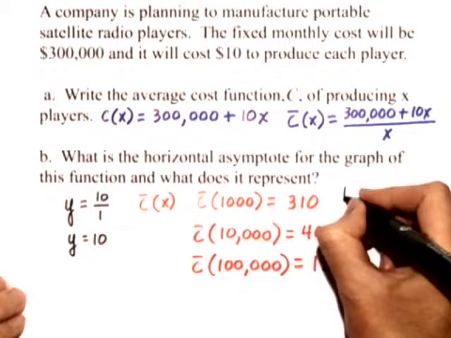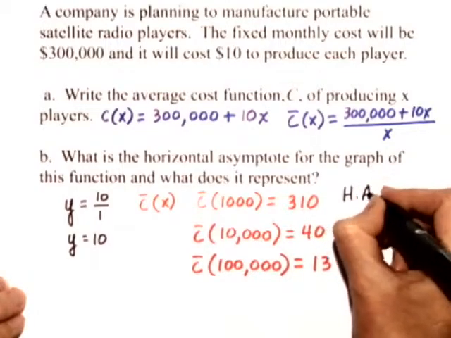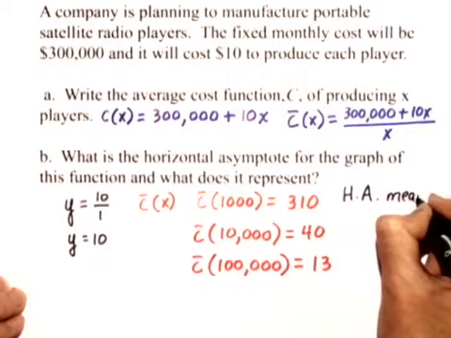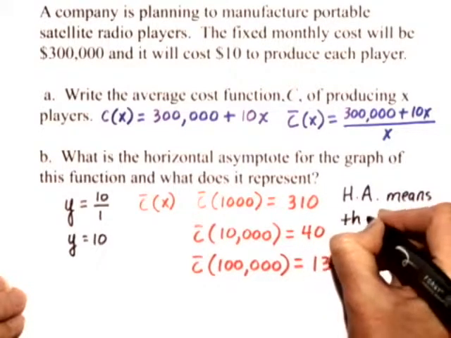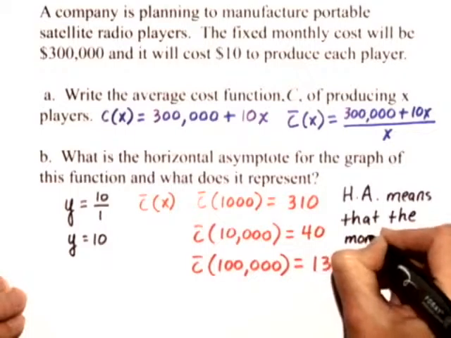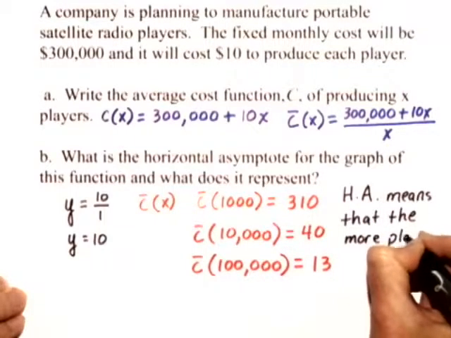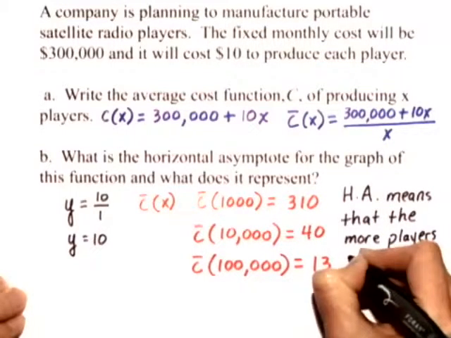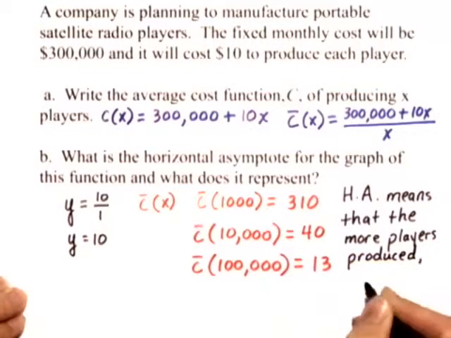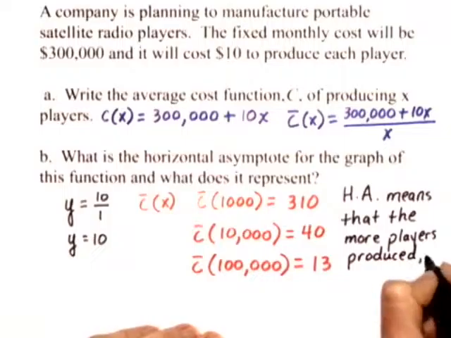And I'll write that down. I'll abbreviate. The horizontal asymptote means that the more players produced, the closer the average cost is to $10.